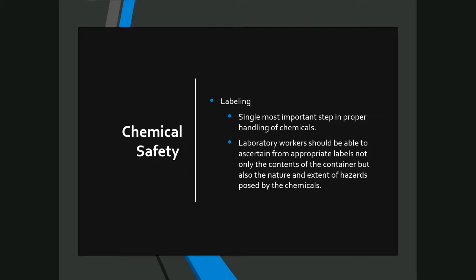gases. Labeling is the single most important step in proper handling of chemicals. The laboratory workers should be able to ascertain from appropriate labels not only the contents in the container, but also the nature and extent of hazards posed by the chemicals. That way we can utilize the SDS and MSDS safety data sheets to find out how we can handle these chemicals. And if we had to call poison control, we can tell them the exact chemical we were exposed to.